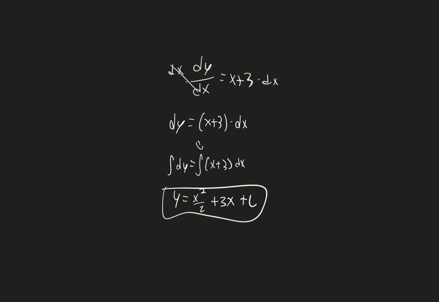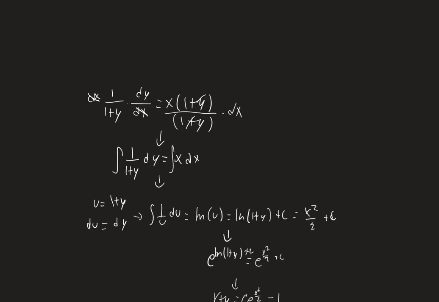Okay, so this problem is asking us to solve the differential equation dy over dx is equal to x plus 3. This one's pretty easy. You just use separation of variables and you multiply both sides by dx. Now you have dy is equal to x plus 3 dx. You integrate both sides. The integral of the derivative of y is y, and the integral of x plus 3 dx is just x squared over 2 plus 3x, and then plus c.